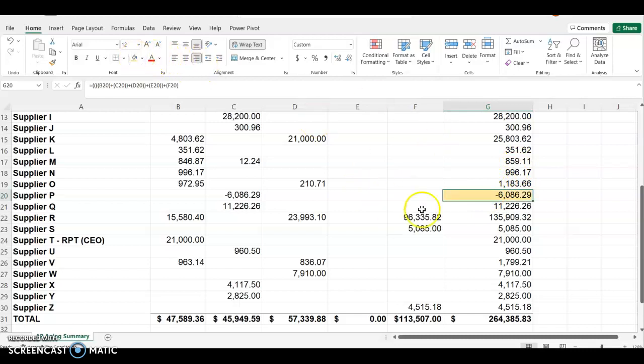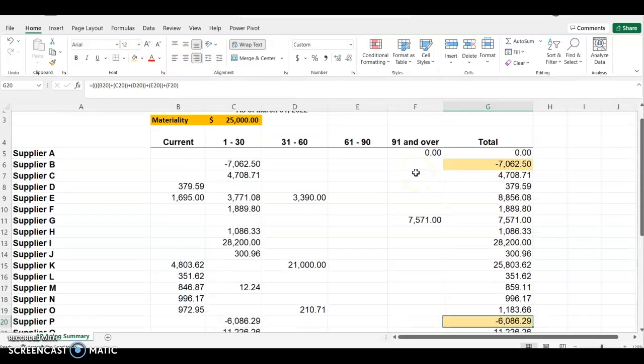Okay, and what do you do with this debit entry? You need to communicate with the client to understand why they have debit entry in their accounts payable listing, because we should only be seeing credit entry in the accounts payable listing. So that is the first thing you want to scan for.